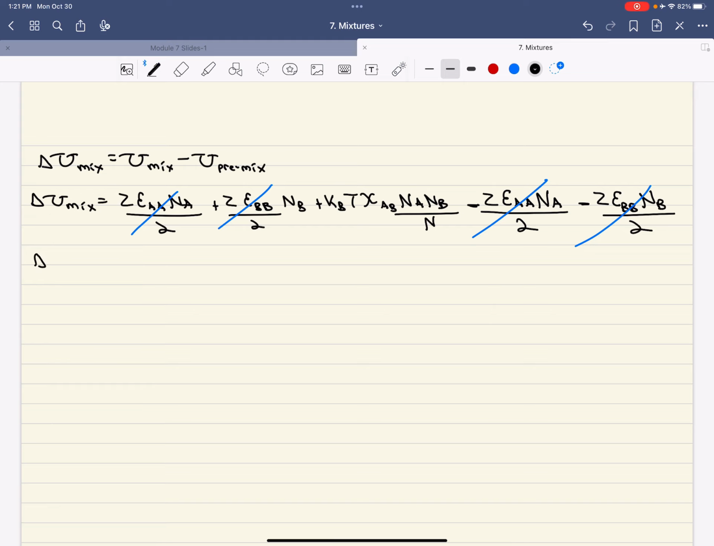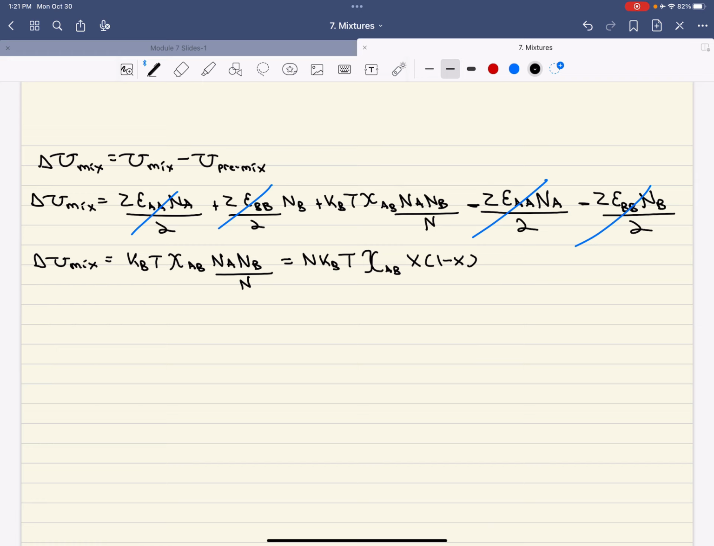And so our delta U mix ends up just being this term: chi AB NA NB over N. Or I could rewrite it in terms of the mole fractions, where this is chi AB, and I'm just going to write x and 1 minus x to represent the mole fraction of the A species.